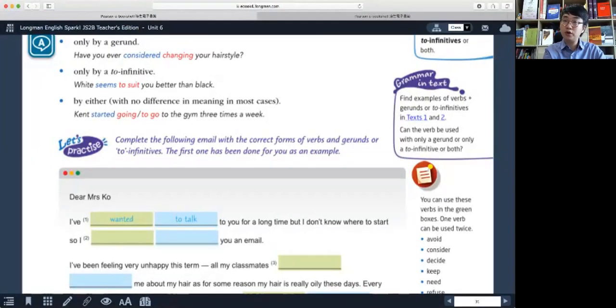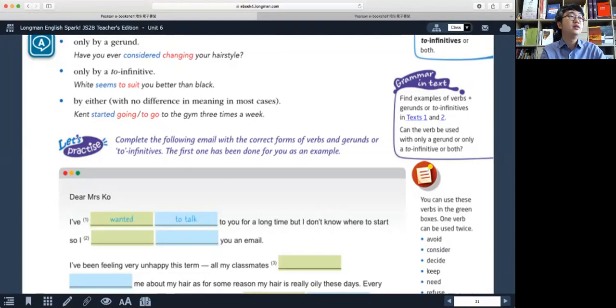There is not an easy way to do this type of question. You must remember the words in the table on page A10 if you want to do these questions about gerunds and to-infinitives successfully. All right, so let's look at the third example.